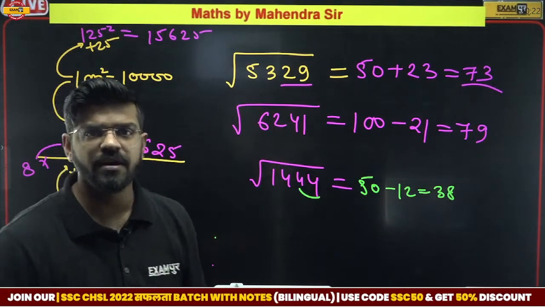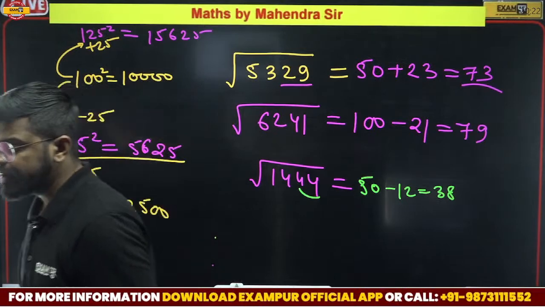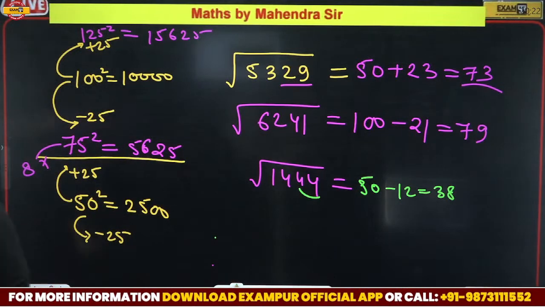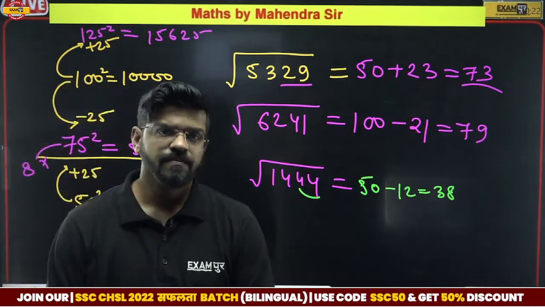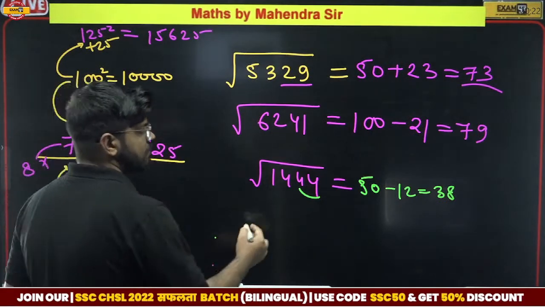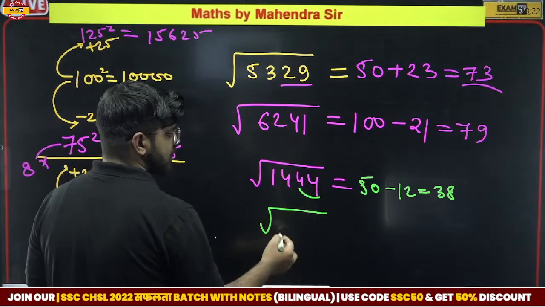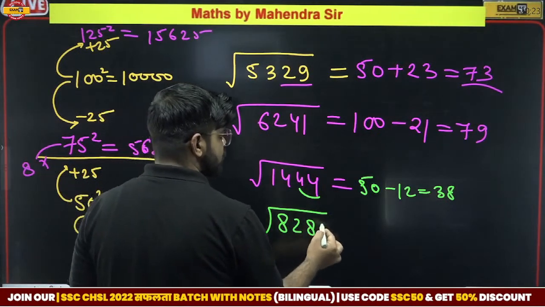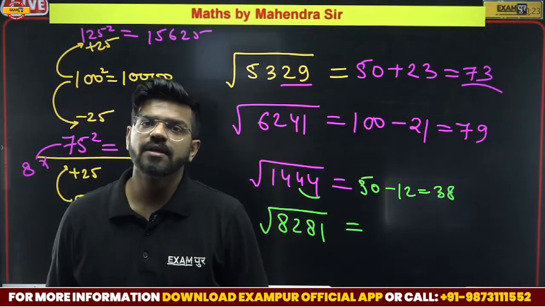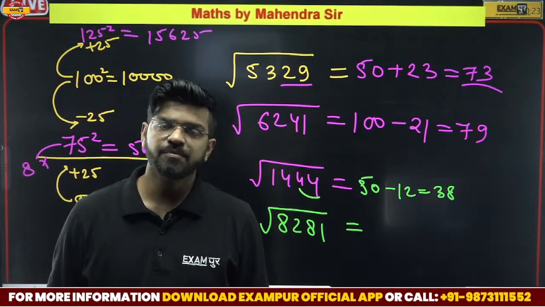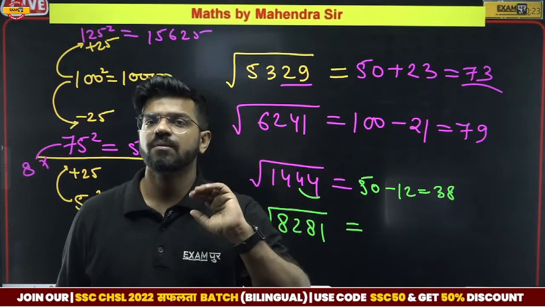This you can calculate in your mind only. Is it clear? Let me know. Is it clear to all of you? Yes or no? So let's take some big numbers. 8281, I just told you. You can see that it ends in 81. 81 means what? 9 square. That means this number should be 9 less or more.